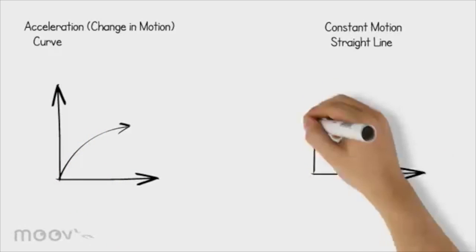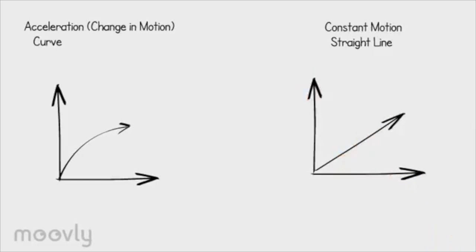There are two different types of motion shown on graphs, acceleration and constant motion. Acceleration is shown through a curve or a change in direction. Constant motion is shown through a straight line.